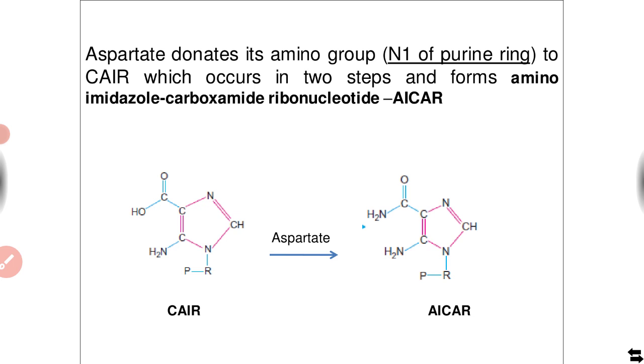So this addition happens in two steps, where the aspartic acid is added first, and leaving behind the amino group, the rest of the aspartic acid is removed as fumaric acid. So two enzymes are involved. One is SAICAR synthetase and the other is adenylosuccinase. So the net result is that carboxy amino imidazole ribonucleotide is converted into amino imidazole carboxamide ribonucleotide.